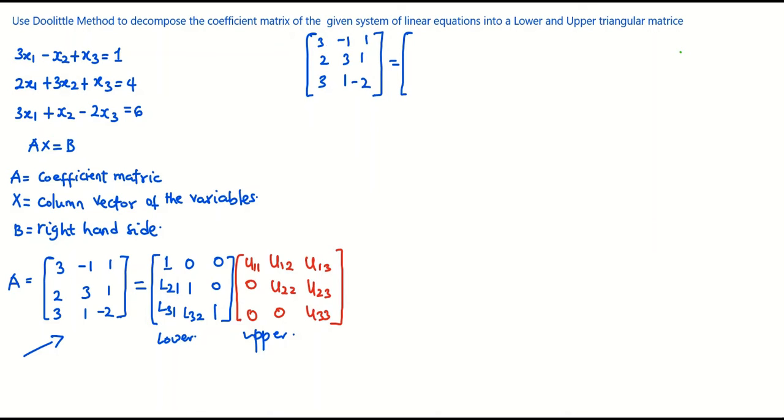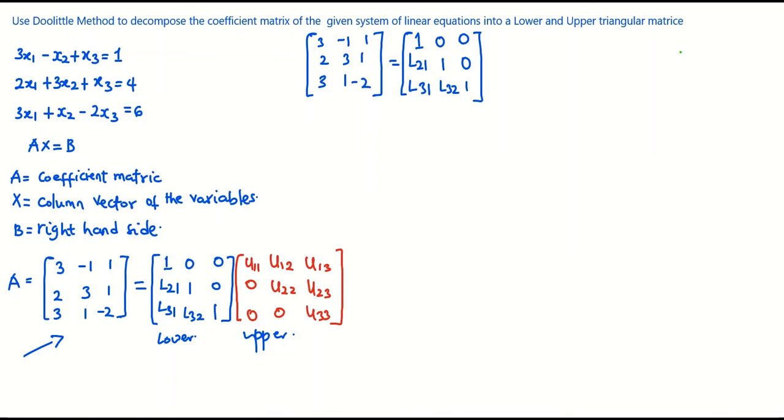But for the lower triangular matrix, what you are going to do is make the diagonals unity. So every value in the diagonal will be unity. You're going to have 1 here, 1 here, 1 here, just like we did for the Crout method where the diagonals were in the upper triangular matrix. So you are going to have 1, 0, 0, and then L21, 1, 0, and then L31, L32, and then 1.